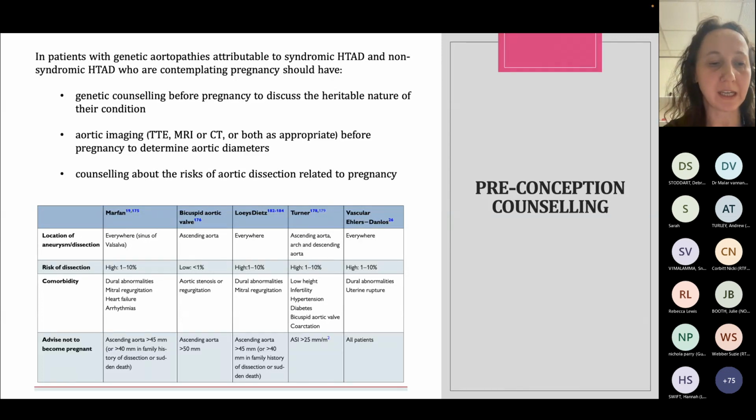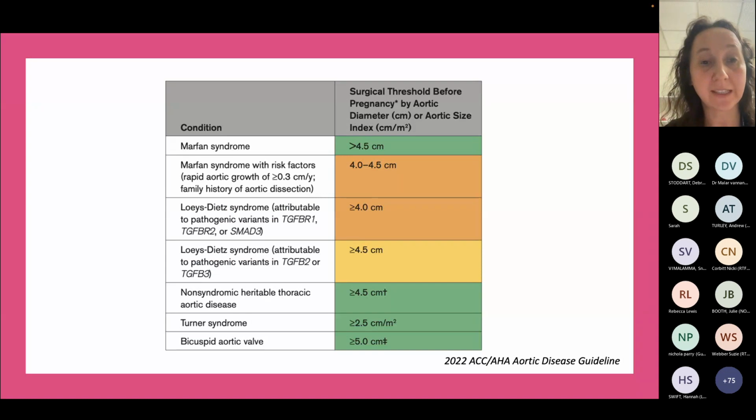When we advise against the pregnancy, as in vascular Ehlers-Danlos patients, in all of the patients, and in Marfan and Loeys-Dietz patients, it's the diameter of 45 millimeters when we would say no to the conception, but the diameter at the threshold can be lower, as 40 millimeters in patients with the family history of dissection or sudden death. And this comes from the newly published guidelines this year.